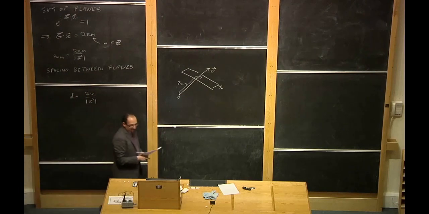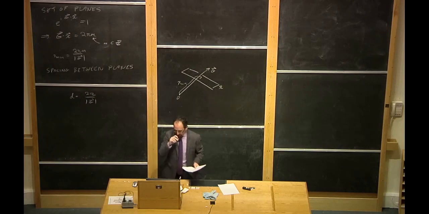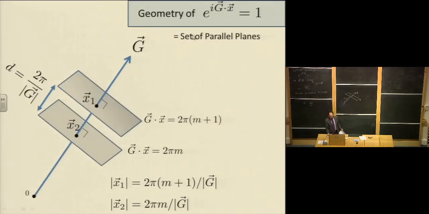Okay, I have a better picture of that than I can draw. So the geometry we're interested in is e to the i G dot x equals 1. It defines a set of parallel planes. One of the planes will be G dot x equals 2 pi m. Another plane will be G dot x equals 2 pi m plus 1. The distance to the first plane is 2 pi m over absolute G. The distance to the second plane is 2 pi m plus 1 over absolute G. So the distance between the two is 2 pi over G. Does that geometry look pretty good? Okay, good.